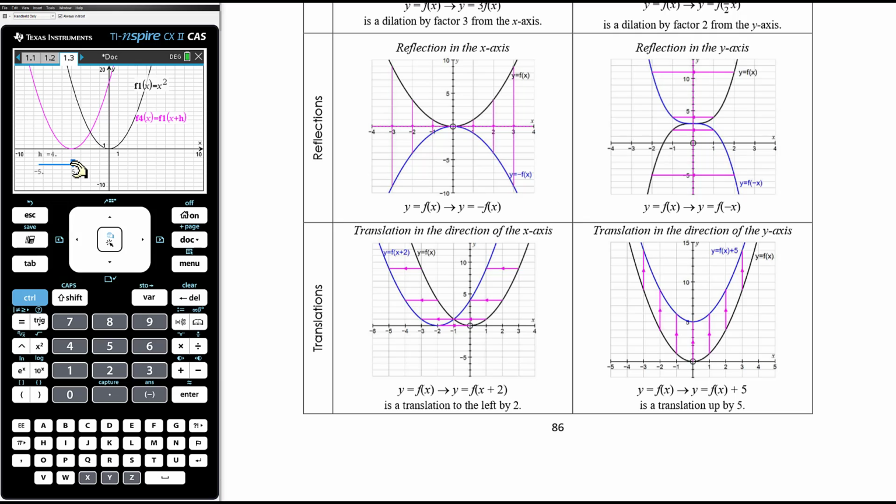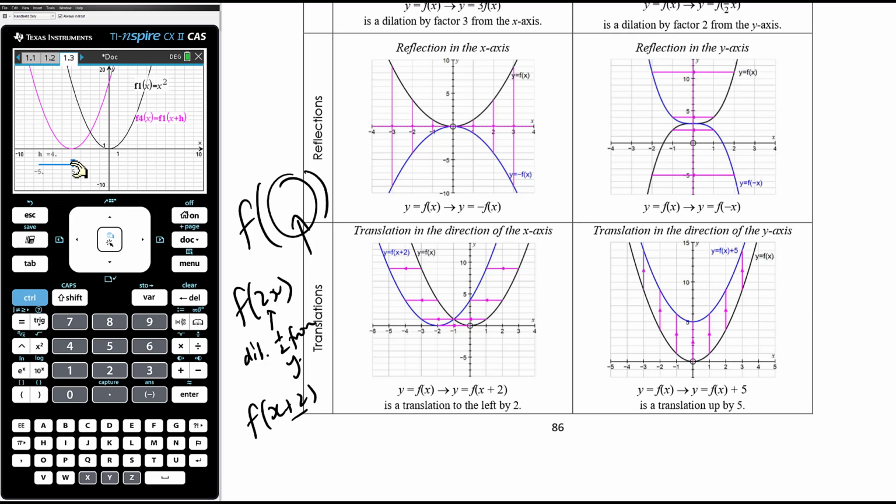What we can sometimes think about loosely is that if the number change or the effect on the function is happening inside the function, it's the opposite of what we think it should be. So as we said, f of 2x is not a dilation by 2 from the y-axis, it's a dilation by half from the y-axis. F of x plus 2 is not going to the right by 2, it's going left by 2.